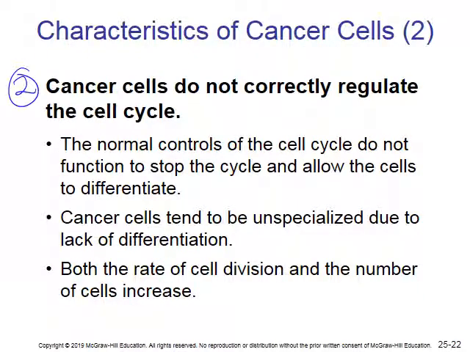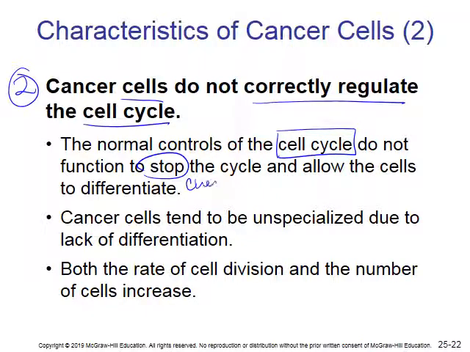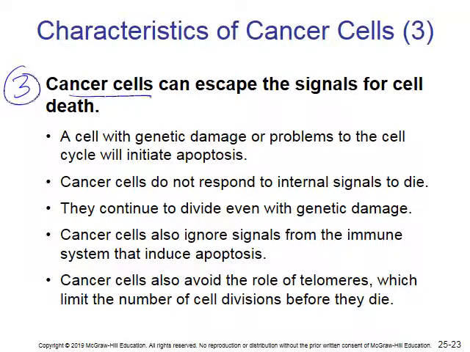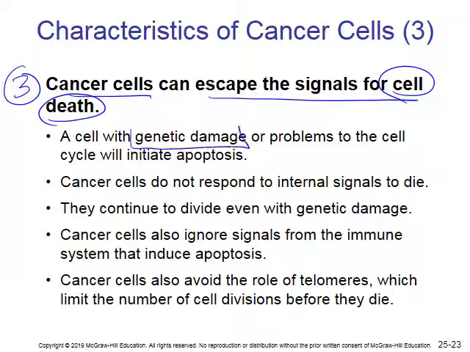The second characteristic is that cancer cells do not regulate the cell cycle correctly. If you remember, the cell cycle has stopping points, kind of checkpoints, and if something is wrong with the cell, you'll see apoptosis occur, cell death. So these cancer cells are going to increase the rate of cell division and increase the number of cells. Third characteristic, cancer cells can escape the signals for cell death. So usually if there's some sort of genetic damage, we're going to signal apoptosis, cellular death. Cancer cells do not respond to that internal signal to die.